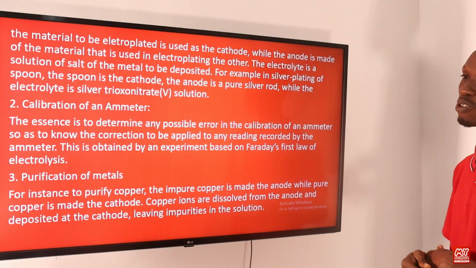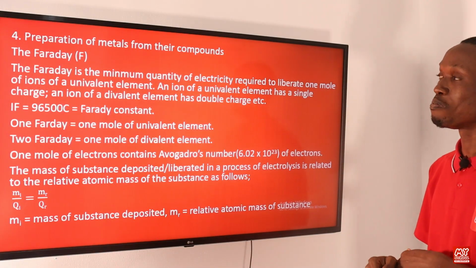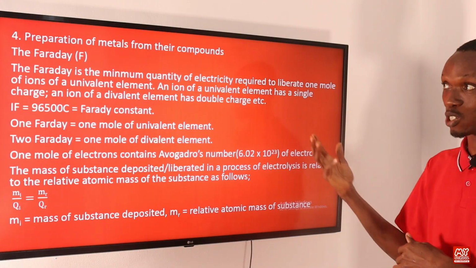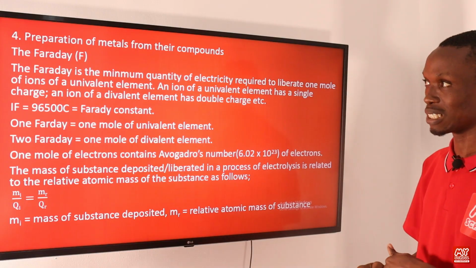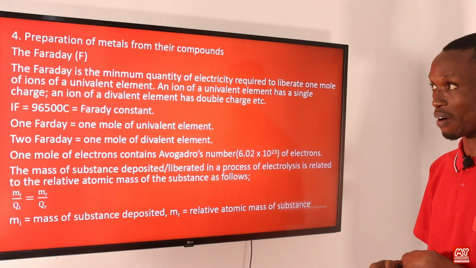Let's move to the next slide to see the last application, and that is preparation of metals from their compound. If you want to know more about this, you can as well consult your chemistry textbook. Okay, now let's discuss Faraday.